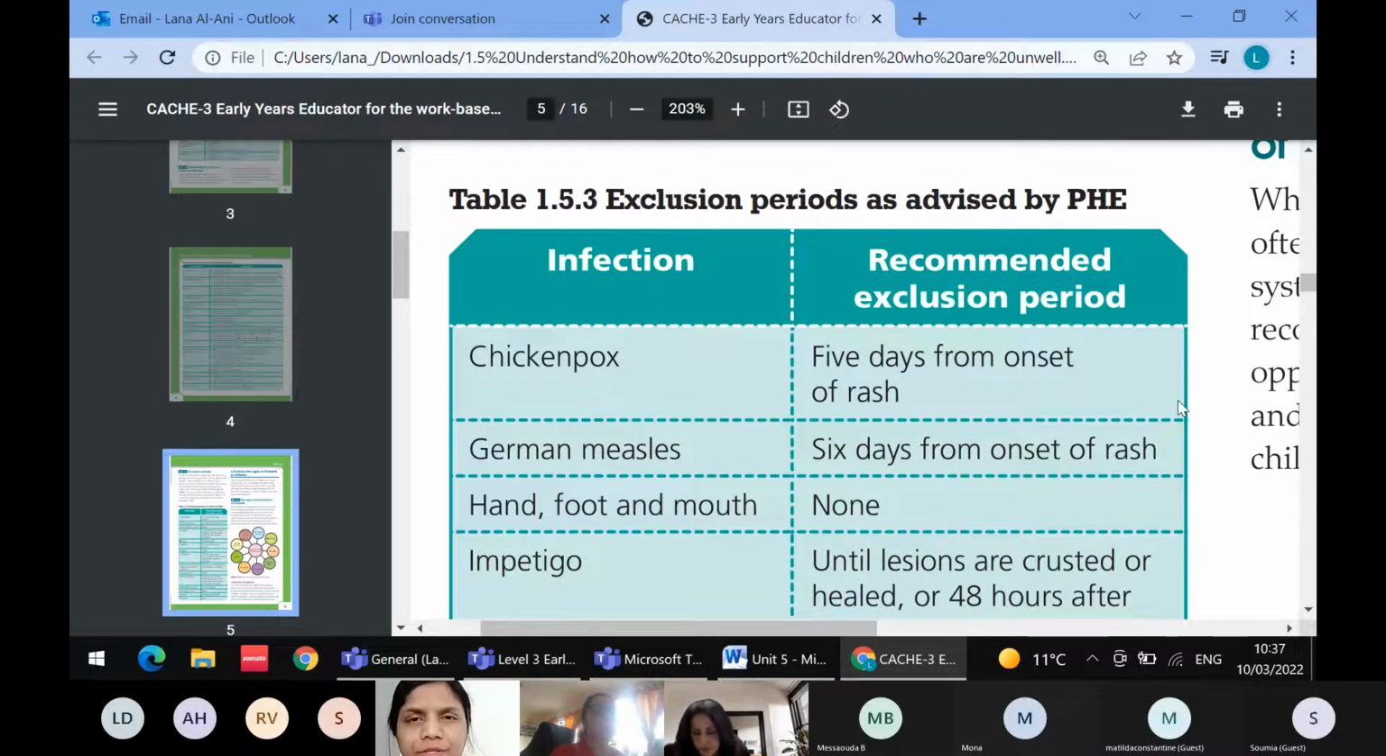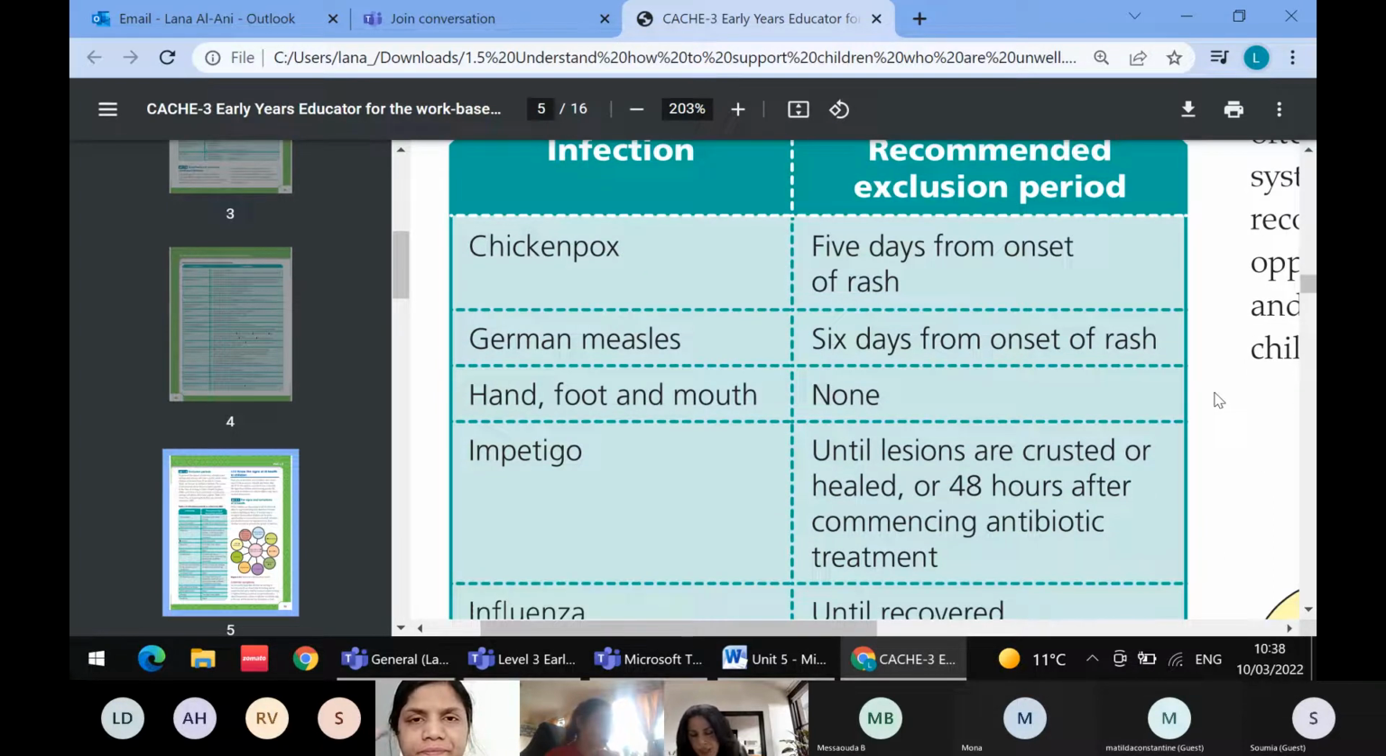The onset of the rash. Yeah, so as soon as they get the rash, we count 5 days and then they can go back to the school. How about German measles? 6 days. Very good, 6 days. Hand, foot and mouth? None.